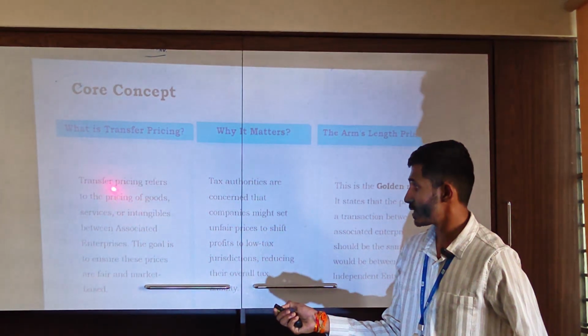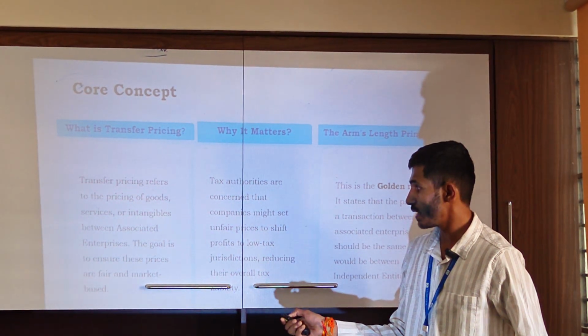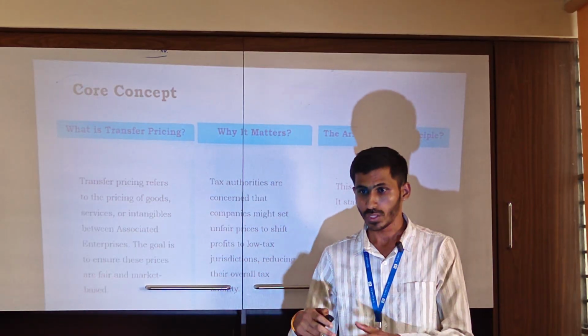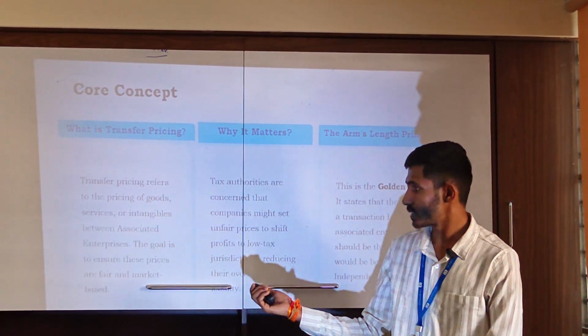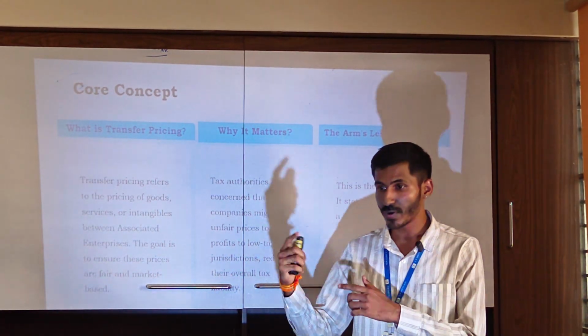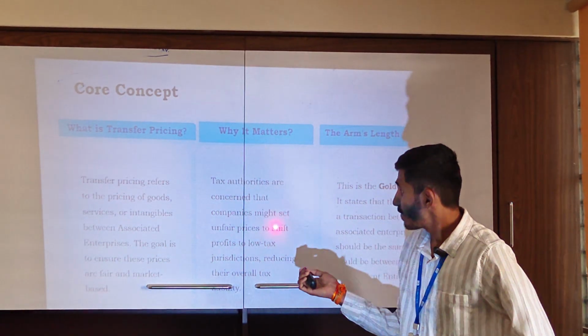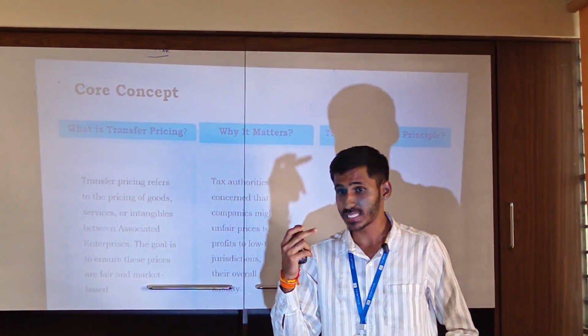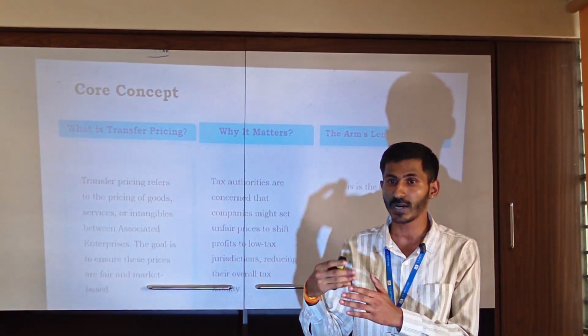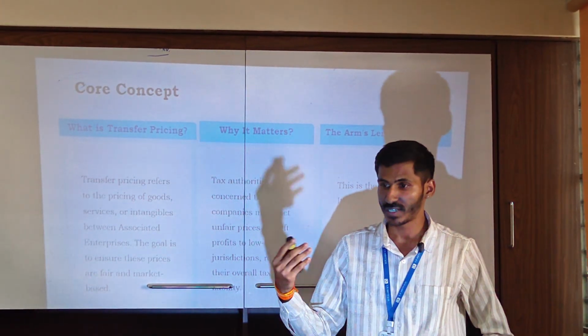Transfer pricing refers to the pricing of goods, services, or intangibles between associated enterprises. Now we know what associated enterprises are. So there is a transaction between these two associated enterprises, and if they have set any price that is lower than the arm's length price, then they are trying to make base erosion and profit shifting.